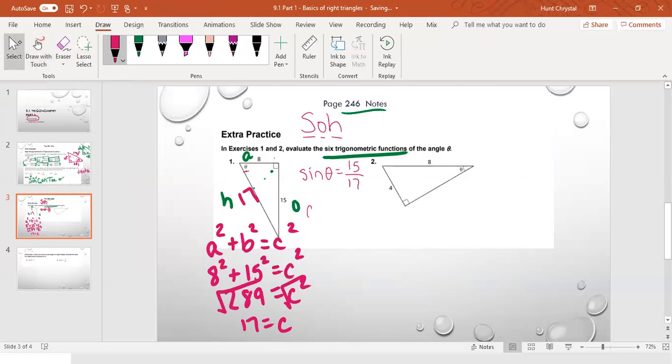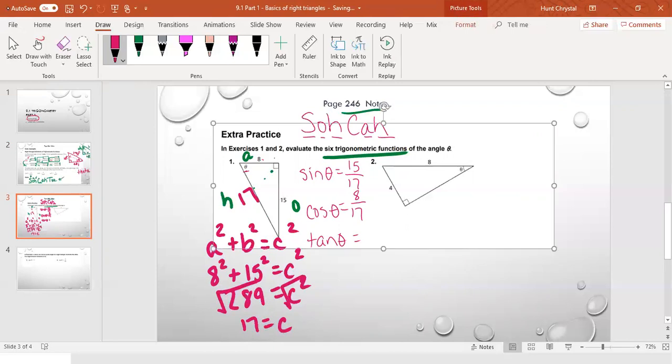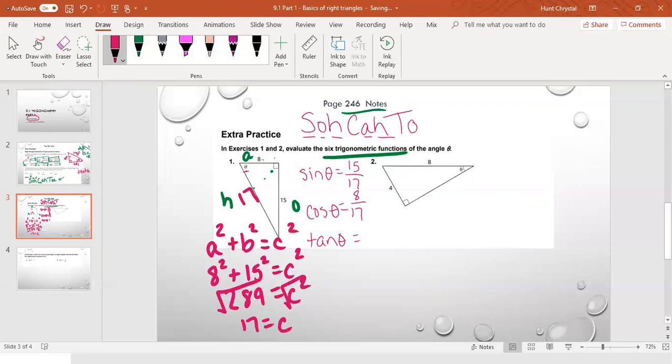Okay, and then for the cosine of theta, that's the part of SOHCAHTOA: the cosine is adjacent over hypotenuse. So we're going to take the adjacent side, which is 8, over the hypotenuse, which is 17. Then we're going to take the tangent of theta. Again, these are the 3 basic trig functions. The tangent is opposite over adjacent, so SOHCAHTOA. In this case, the opposite is 15, the adjacent is 8. So once you have the sides, again, like I said, you just kind of put them in the right spot.